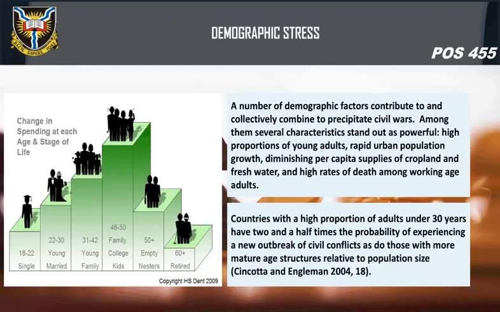Demographic stress. A number of demographic factors collectively combine to precipitate civil wars. Among them, several characteristics stand out as powerful: high proportions of young adults, rapid urban population growth, diminishing per capita supplies of cropland and fresh water, and high rates of death among working-age adults. Countries with a high proportion of adults under 30 years have 2.5 times the probability of experiencing a new outbreak of civil conflict as do those with more mature structures relative to population size.